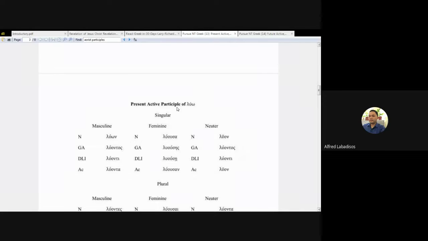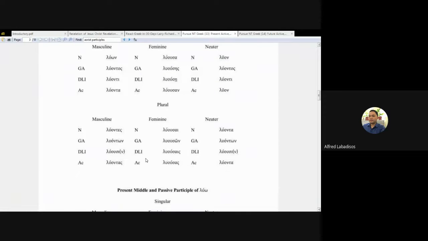So you add the ending to the stem. We have the stem of luo, now you have lu, this is the verbal stem. Then you add the ending of the participle active, you have luon, luontos, luonti, luonta, luusa, luusays, luusay, luusan, luon, luontos, luonti, luon. Before you ask questions, let me finish this discussion first, and after that you can ask questions.